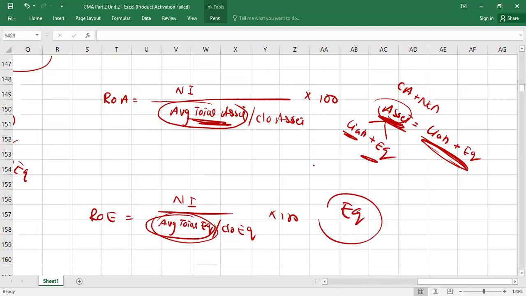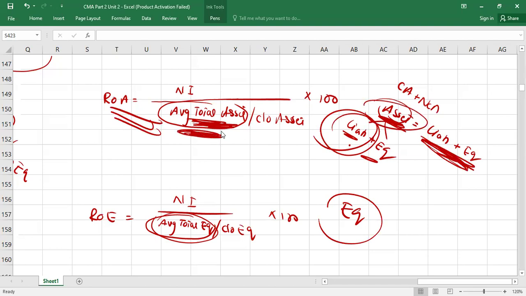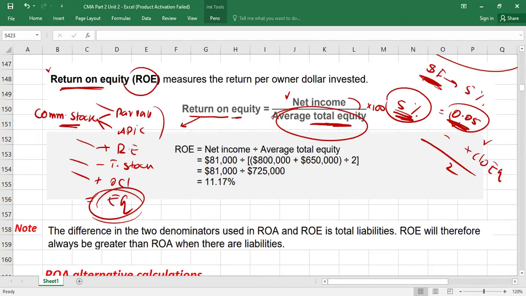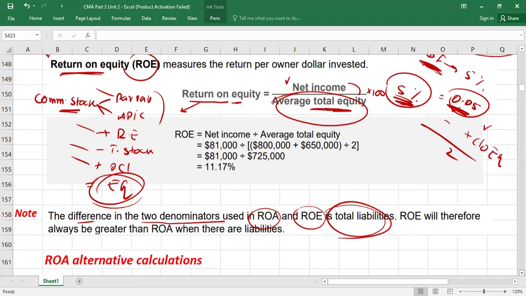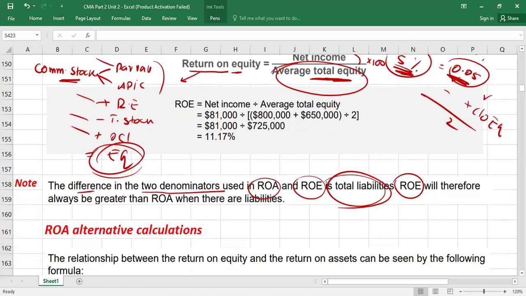So what's the difference between the denominators here? The difference is the liabilities. Liabilities are part of the return on asset formula, because liabilities plus equity equal assets. So liabilities are in this value, but in this value we have only equity. So the difference in the two denominators used in return on asset and return on equity is the total liability. That is why this is the rule of thumb: return on equity will always be greater than return on asset.